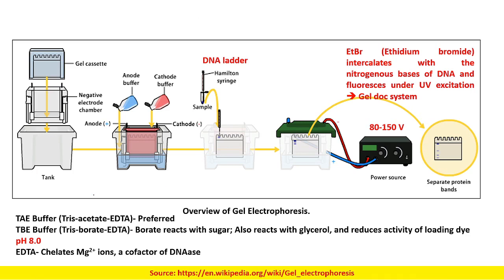Now coming to this overview of the gel electrophoresis, how to do it. So usually I told you that all these systems are being performed in a buffer. So what should be the buffer? Buffer should have a pH of 8. Why 8? Can anyone tell me why 8?